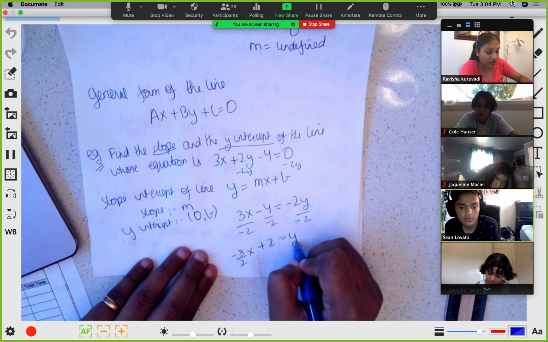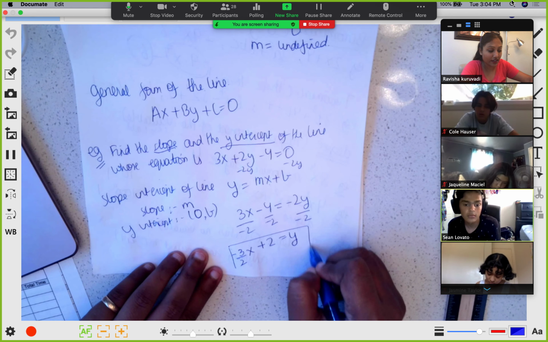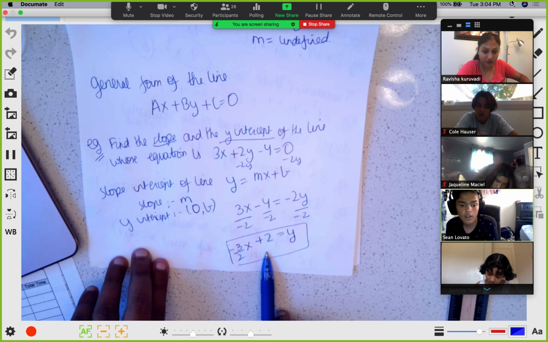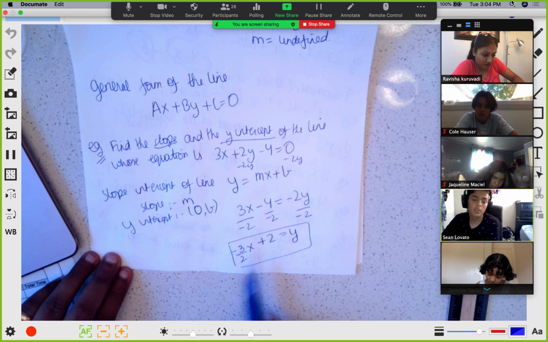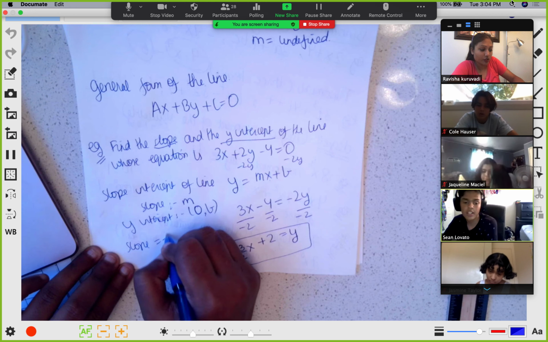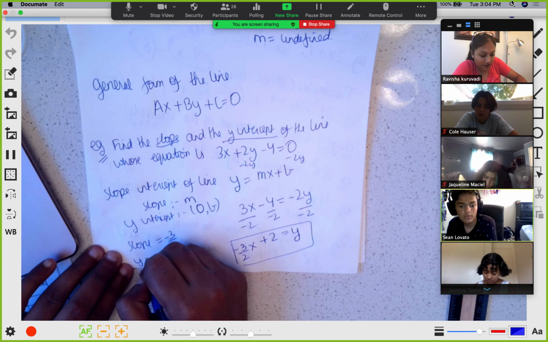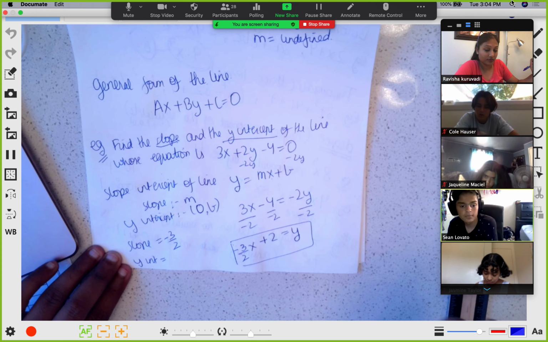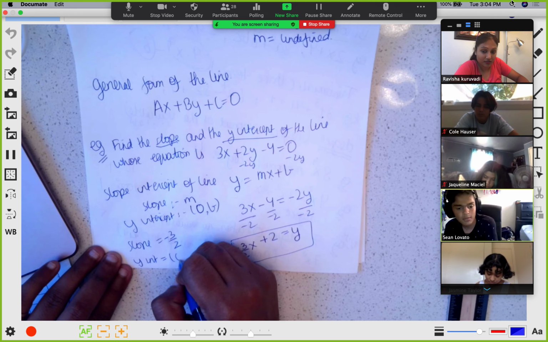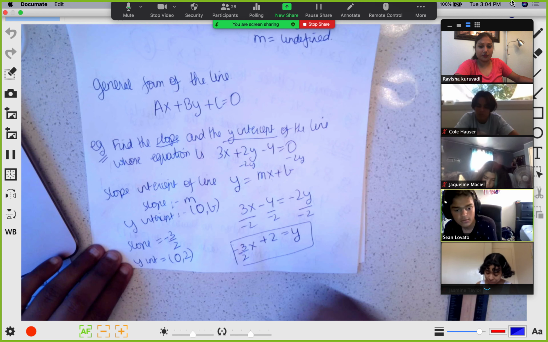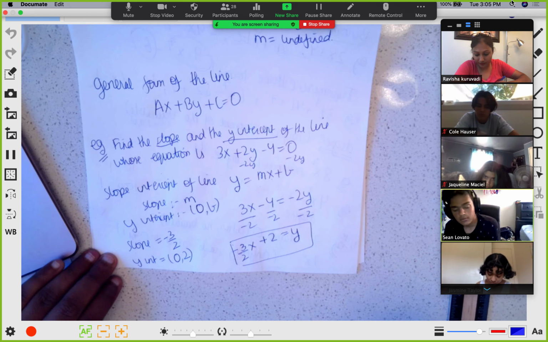Perfect, you got it. Now they are asking you to find the slope and y-intercept. What's my slope? Look at this and tell me. Negative 3 over 2. Yes. And what's my y-intercept? 2. How do you write the y-intercept? 0, comma 2. Perfect. Not just 2, 0, comma 2. Perfect, Sean.